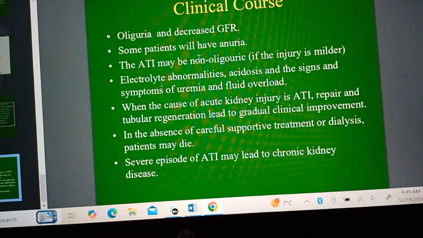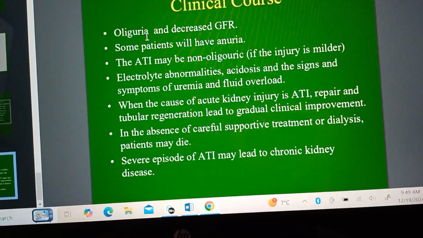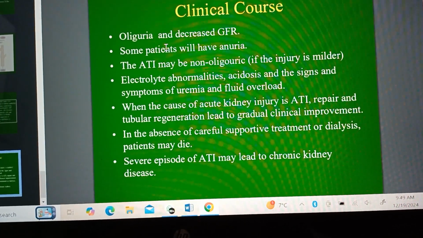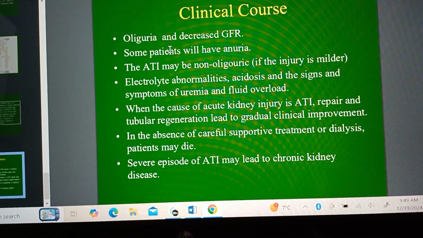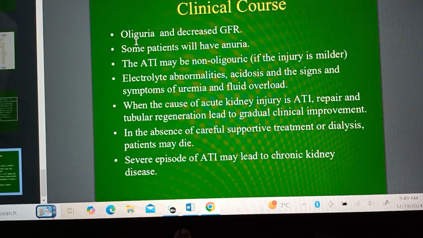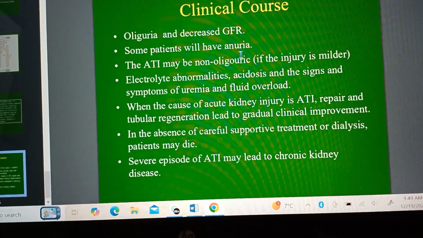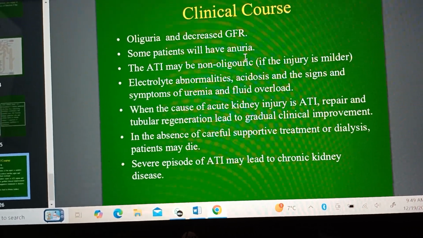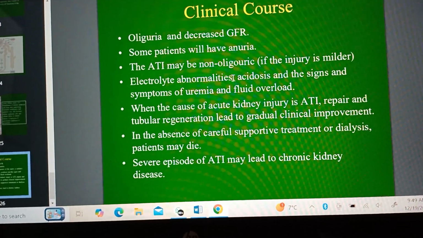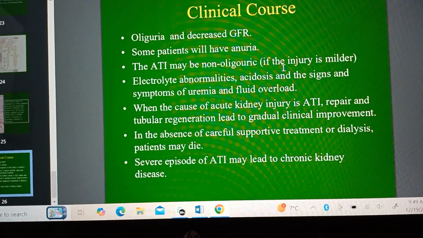So what is the clinical course of it? There is oliguria. Now you understand why the urine output is decreased. There is decreased glomerular filtration rate. Because of that, there is decreased urine output, and we call this decreased urine output oliguria. These patients can have anuria also, meaning they will not be able to pass urine, right? Sometimes there may not be any problem with passing urine if the injury is mild.